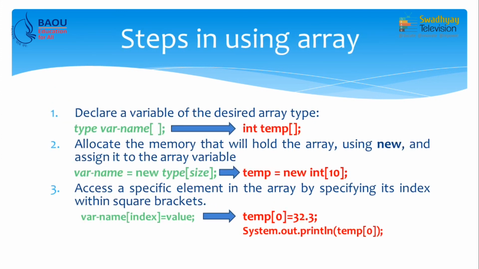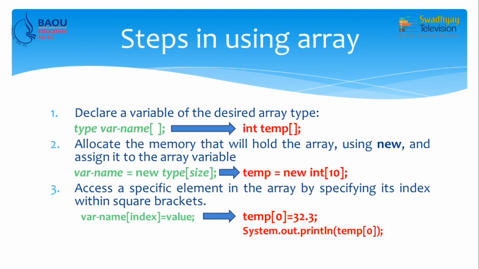So, basically there are 3 steps in using an array. First, as usual, we declare a variable of the desired array type. The syntax is shown in green color and the example is shown in red color. For example, the previous case type was float, but here we take integer. So, temp is an integer array in this case, and the general syntax is type, then variable name and empty brackets. Remember, it does not actually create an array, it just declares the variable as an array.